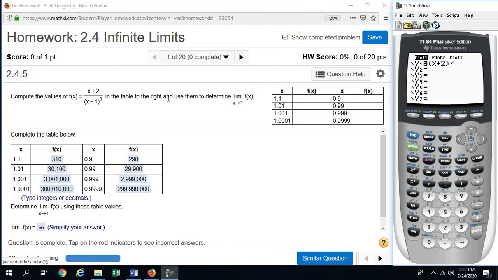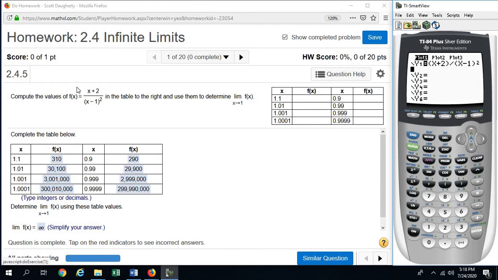And then divide by this bottom part. And now I'm going to put parentheses around x minus 1, and then close the parentheses. And then you can square that by just pressing this button here.